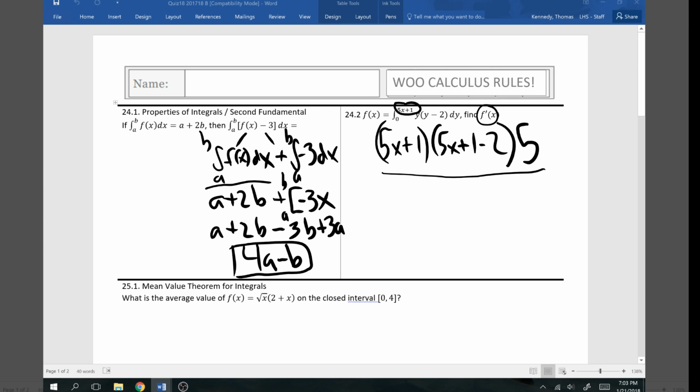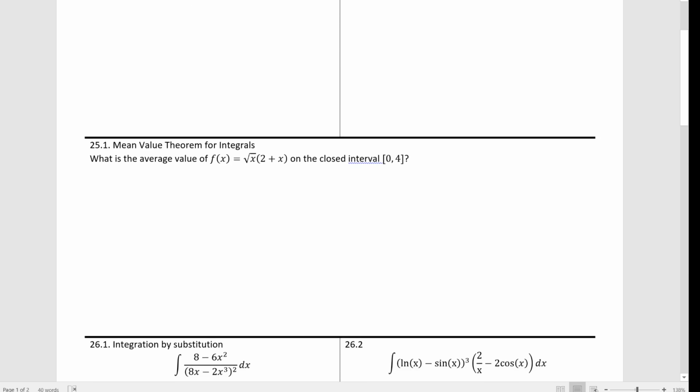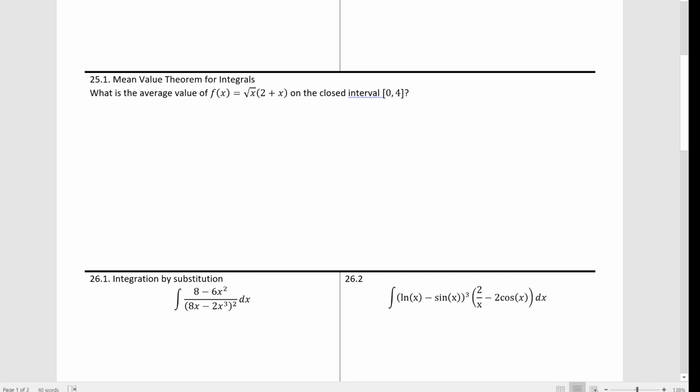A lot of people got faked out by the fact that there's a derivative sign here, but this just means the derivative of the integral, since f of x equals the integral of y times y minus 2 dy. And so there's really no more work here. We're just done once you plug in 5x plus 1 and multiply by the derivative of 5x plus 1. All right, second problem was the same on both versions. So that's going to be easy for me.